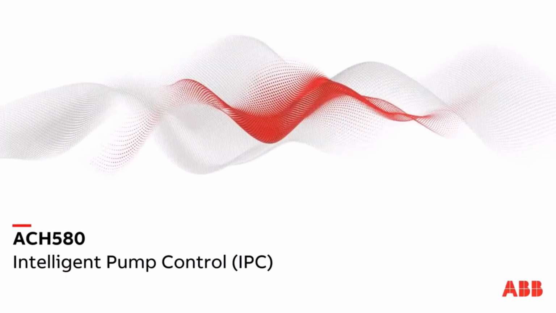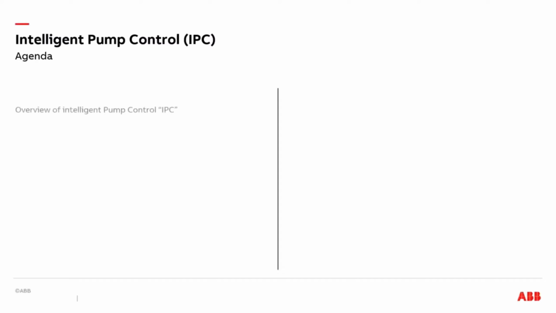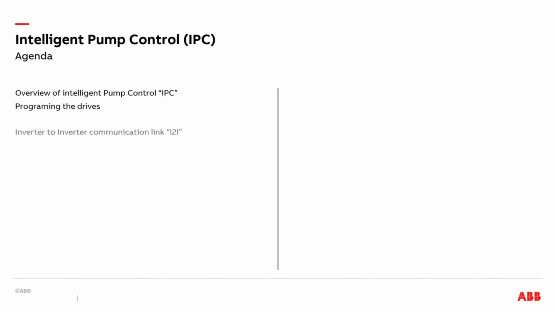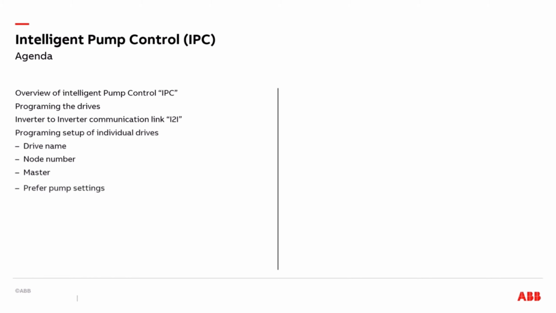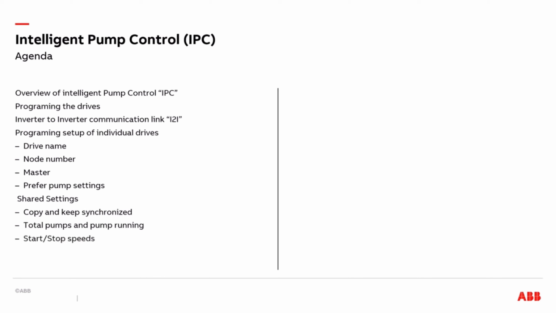ACH580 Intelligent Pump Control. The agenda for this presentation is to overview the intelligent pump control, program the drives, inverter-to-inverter communication link, programming setup of individual drives including drive name, node number, master drive, and preferred pump settings, shared settings including copying and keeping synchronized, total pumps and pumps running, start stops and speeds, transition smoothing.